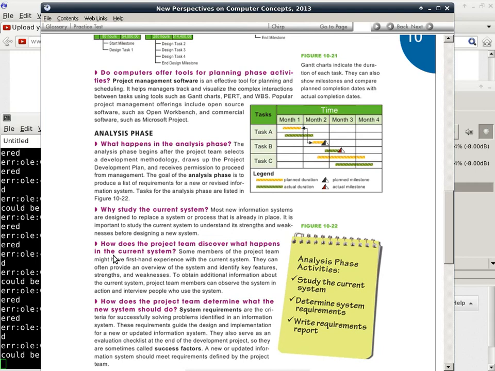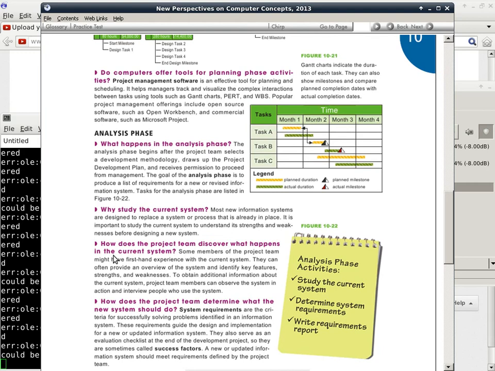How does the project team discover what happens in the current system? They really have to shadow someone who's using the existing system to try to figure out, okay, this is how the system is being used, these are the strengths of the existing system, these are the weaknesses of the existing system, and that process can take quite a bit of time.